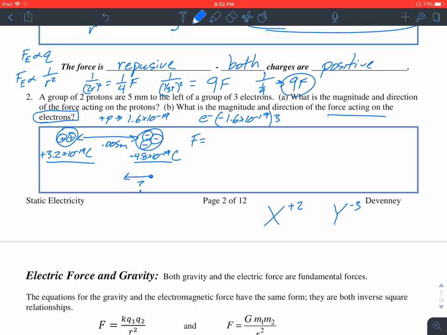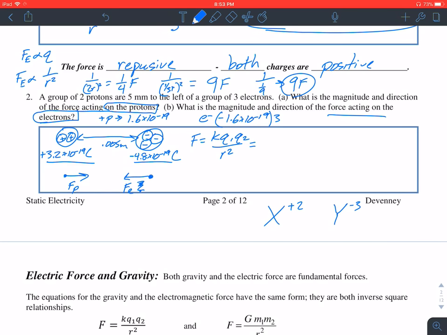Now, when we put those values in our k Q1 Q2 over R squared, it's telling us the absolute value of this force, but all they ask about is the magnitude and direction. Oh, sorry, A is asking the magnitude and direction acting on the protons. So that's going to be this force, right? Let's say we'll say force P for proton and force E for electron. They're going to be the exact same number, they're just different directions, right? The force on the proton is to the right, the force on the electrons is going to be to the left.